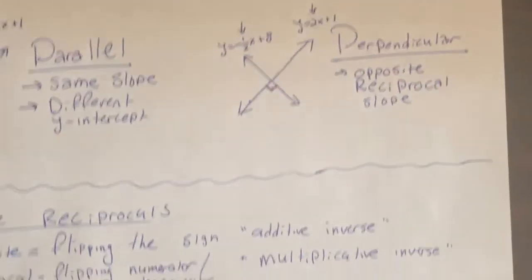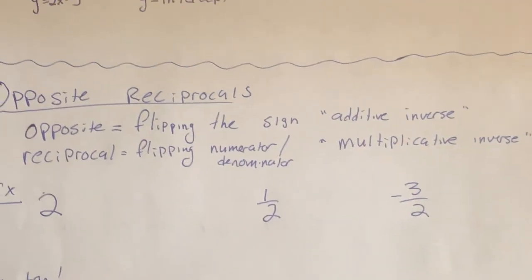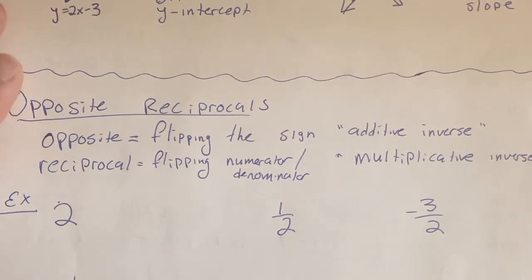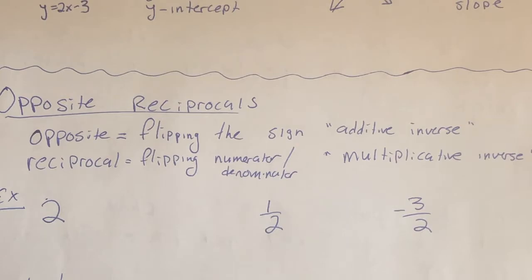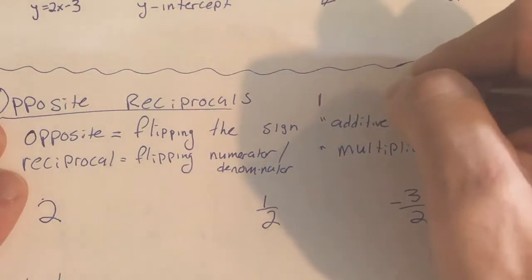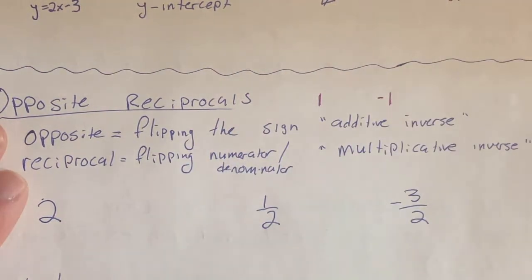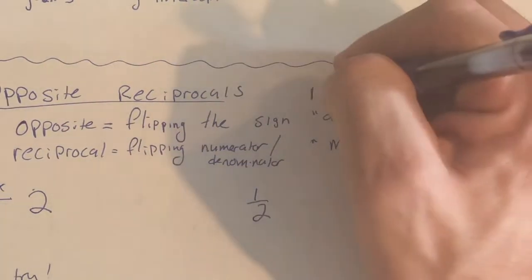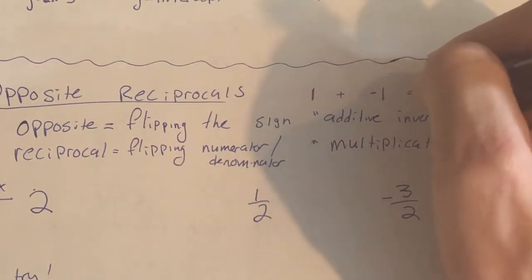So here's what I'm going to do. I'm going to take a second and talk to you about opposite reciprocals. What are opposite reciprocals and how do we find them? When we think of an opposite, it means we flip the sign of a number. Sometimes mathematicians will refer to this as an additive inverse, a number that when added to another number gives you 0. For example, the opposite of 1 is negative 1. You can see that the signs have flipped, and if I add these two numbers, I get 0.